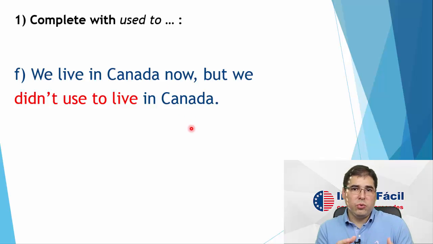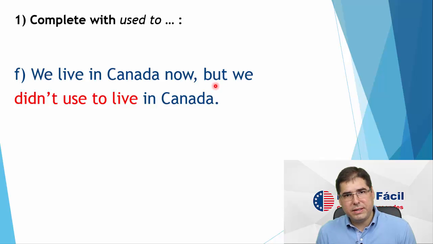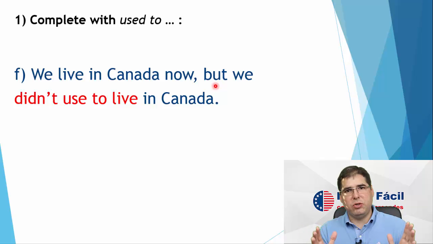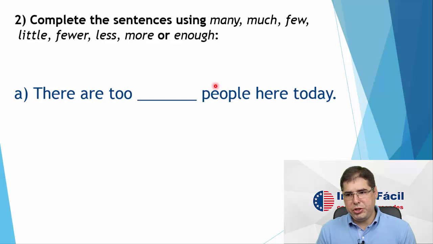Another way that you could see that the negative form was required here is because of this but here, right? So we live in Canada now, but, okay, so here I am going to oppose ideas, okay? But is used to oppose ideas, okay? So they have to be opposite. Now, number 2.